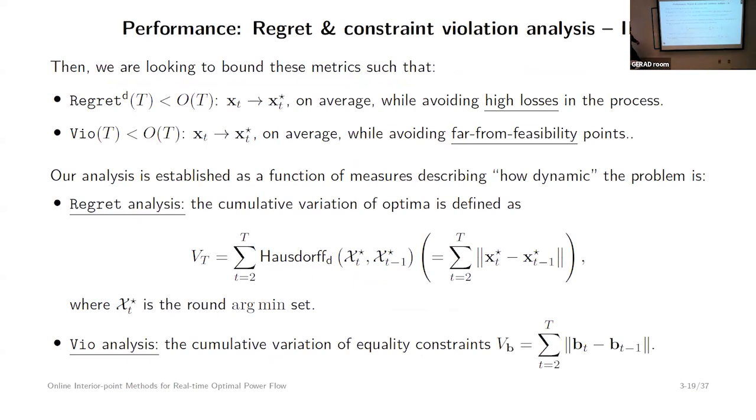Then what's our objective? What do we want to do with those metrics? We want to bound them such that the regret and the violation are sublinear. What would that imply? It would imply that on average, the decisions our algorithm takes will go toward the optimum while avoiding high losses in the process. So not only do we want to converge, but we want to make sure that we don't find a spot that is absolutely catastrophic. And this is the same for the violation. It will be on average feasible while avoiding being far from feasibility, which, again, picture the power system as safety critical.